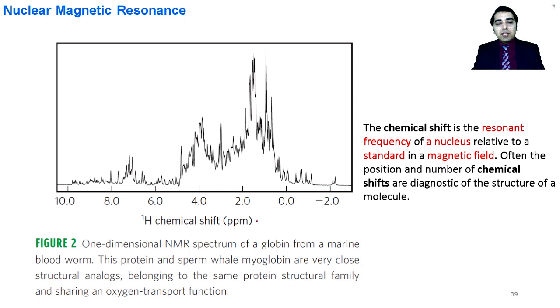For example, on the x-axis we can see the proton shift is shown here. Protons found in different environments give a characteristic chemical shift. Chemical shift is the resonance frequency of a nucleus relative to the standard in a magnetic field. Often the positions of chemical shifts are diagnostic of the structure of the molecules.